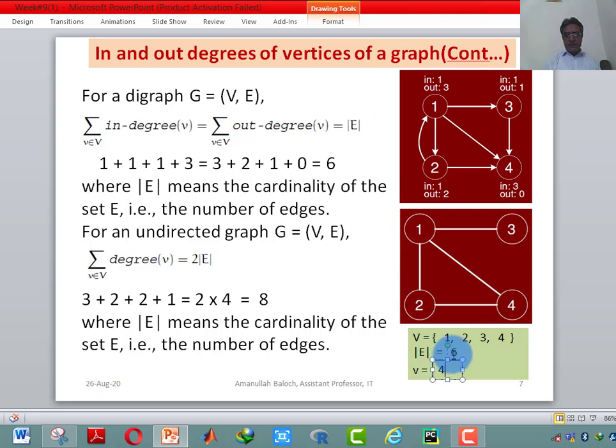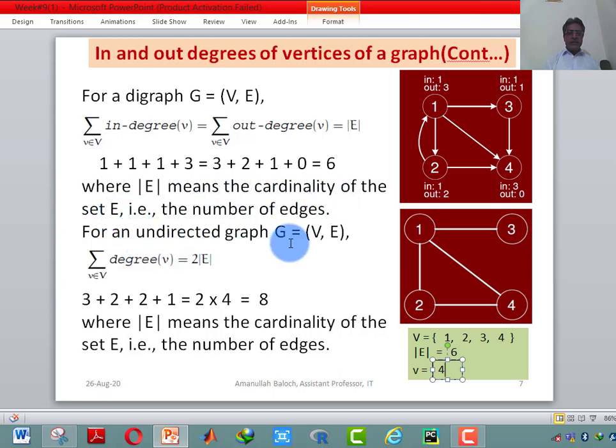What was the cardinality of E? 6. It was also 6. So it is a proof that the sum of in degrees of a directed graph is equal to the sum of out degrees, which is equal to the cardinality of edges. This sum is 6, this sum is 6, and the cardinality is equal to 6. So all three values will be equal, where E means the cardinality of the set E, that is the number of edges.